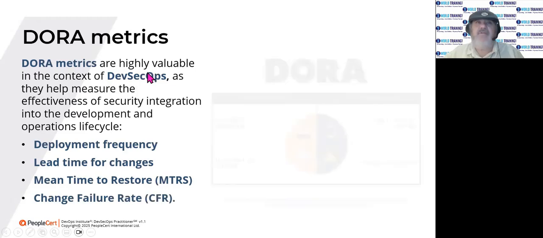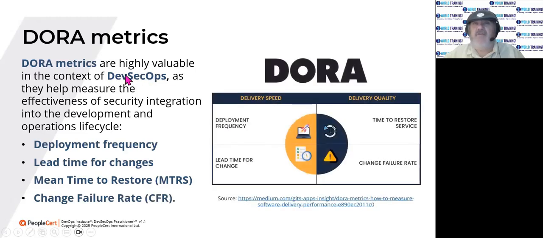The DORA metrics are, again, even though they were initially discussed in the context of DevOps without security, they can pretty much apply equally well for security. How frequently can you deploy security fixes? How long does it take to do that? How often are you seeing security failures, and how long does it take to recover? Those are pretty important metrics.